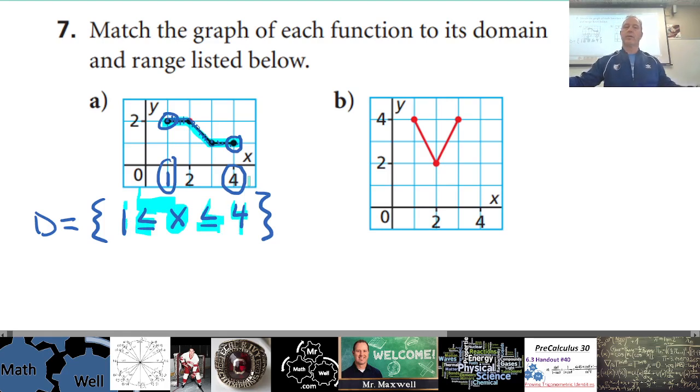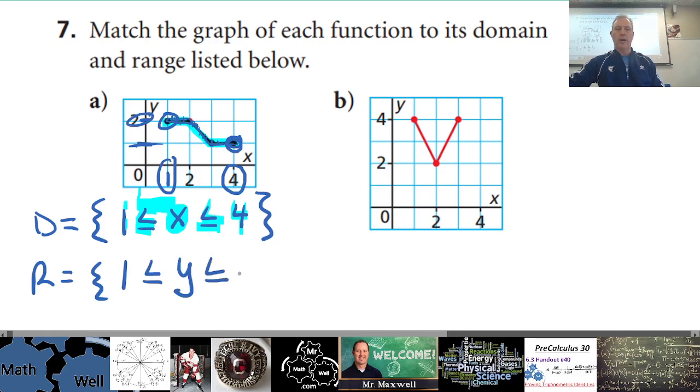Okay? Range, let's move to the range. Range is, again, you look at the y values here. So it looks like it goes from 1 all the way up to 2. So 1 less than or equal to y, because the range is y values, less than or equal to 2.